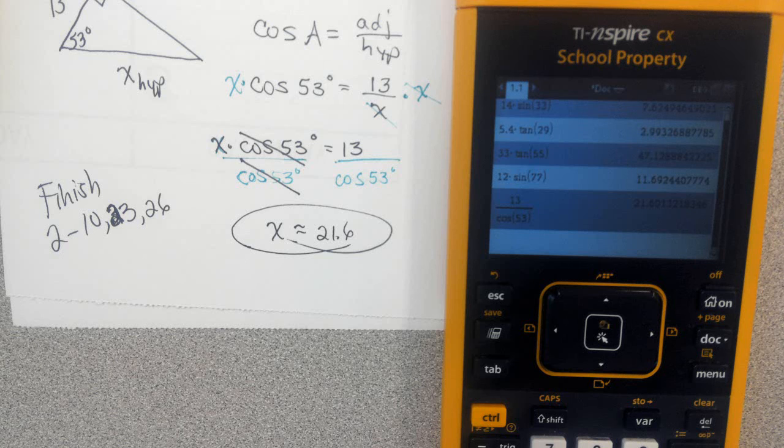Tomorrow we'll learn how to find angles, which is the rest of the notes and the rest of that worksheet.